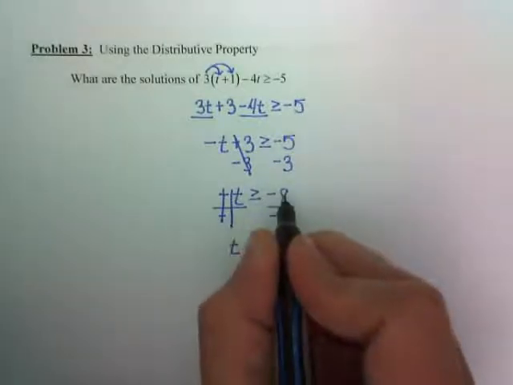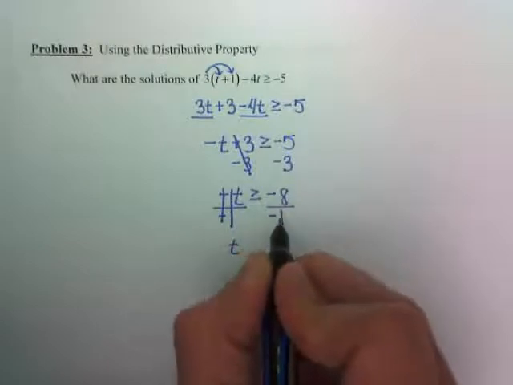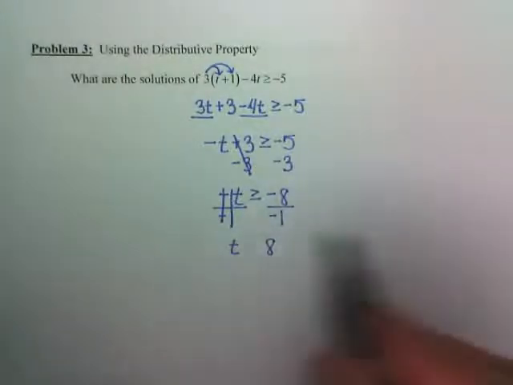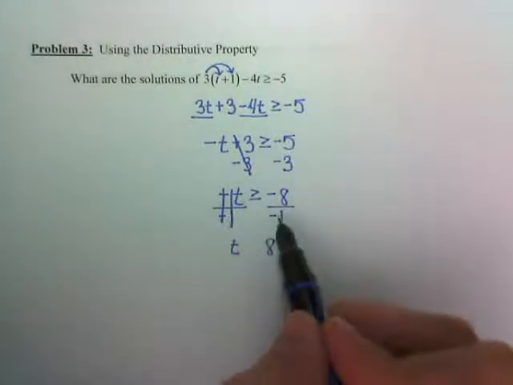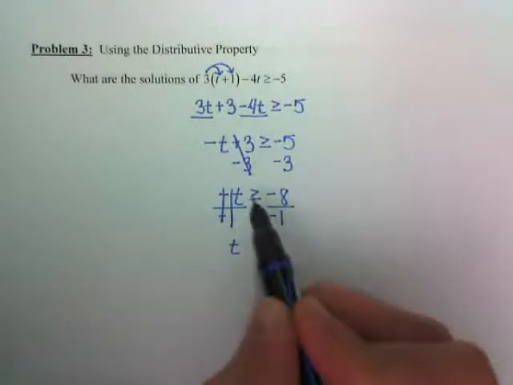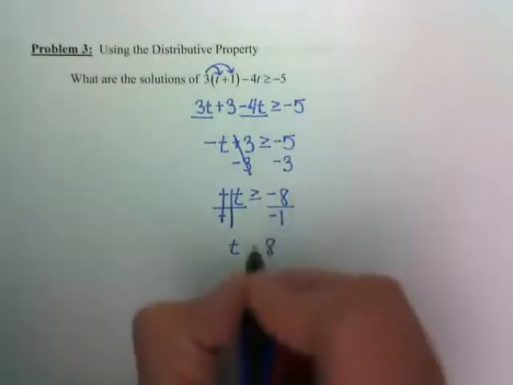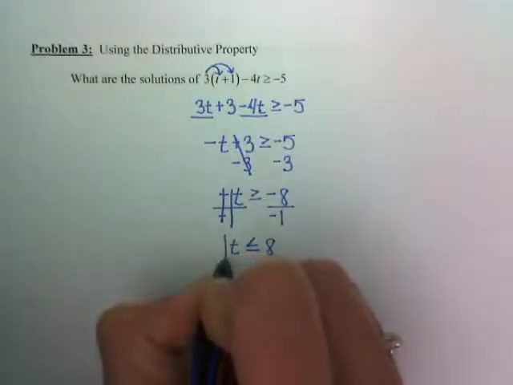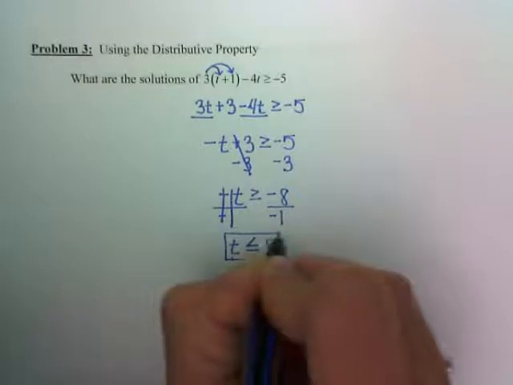Now over here I have a negative 8 divided by a negative 1. Negative divided by a negative is a positive. So positive 8. But I have divided both sides by a negative. So if I divide both sides by a negative, I must reverse my inequality symbol. So I have to flip that. So those are the solutions.